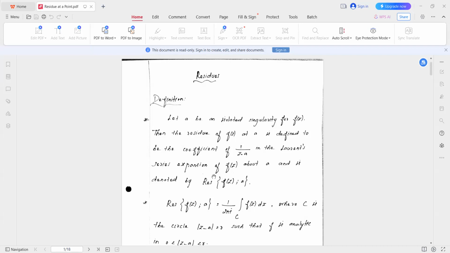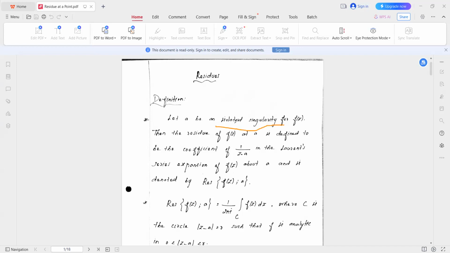Residues of an analytic function at a point. So, first let us see the definition of residue at a point. Let A be an isolated singularity for f of z. So, first, let us learn the definition of isolated singularity.